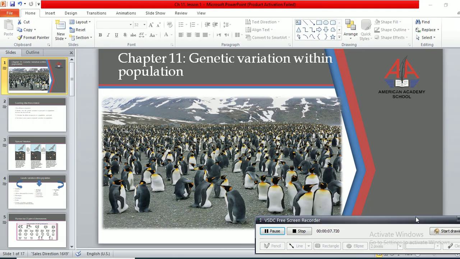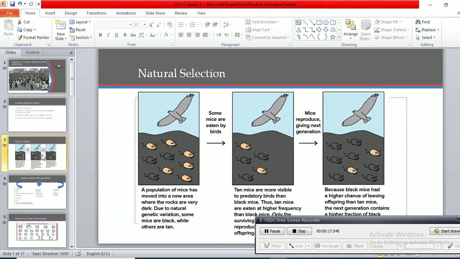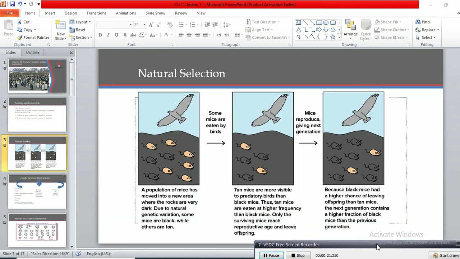Today we'll continue our class with a new chapter, chapter 11, genetic variation within population. Actually, it is the same concept as the natural selection and evolution that we took before. But in this chapter, we will go deeper. We will not talk only about the phenotypes that you can see, that the mice here have different colors, but we will talk about their genes, their genotype.